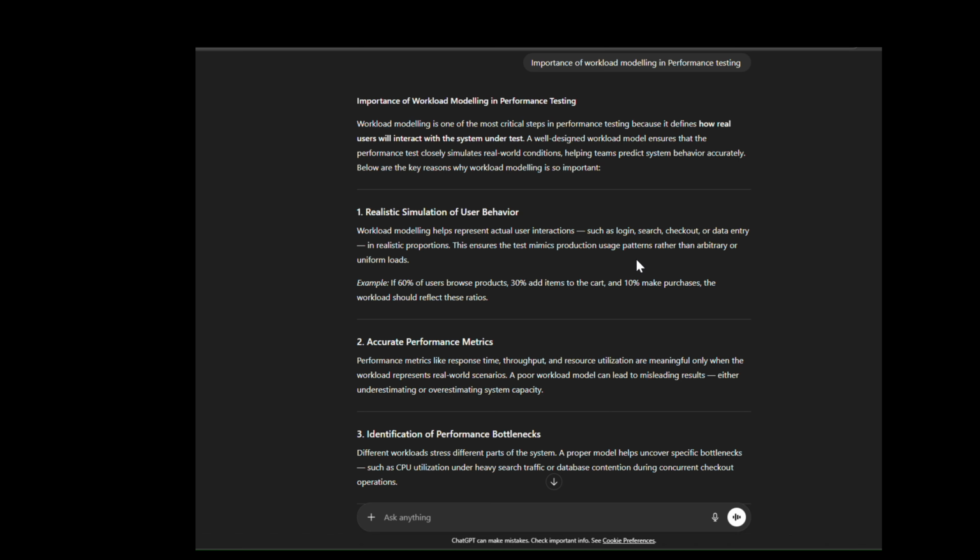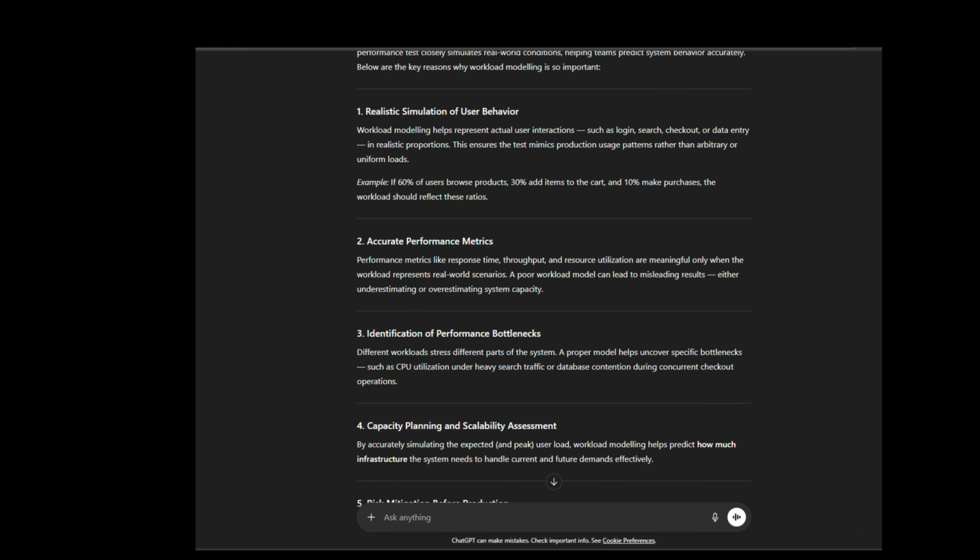2. Accurate performance metrics. Performance metrics like response time, throughput, and resource utilization are meaningful only when the workload represents real-world scenarios. A poor workload model can lead to misleading results, either underestimating or overestimating system capacity.